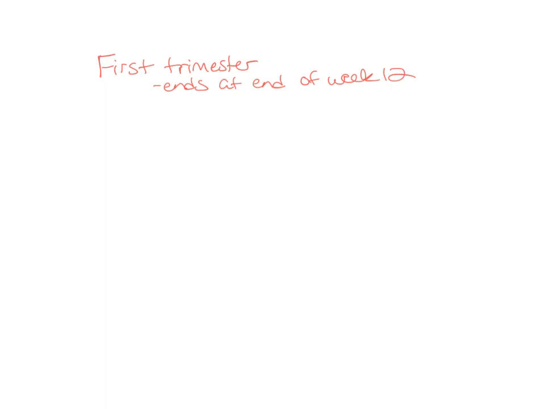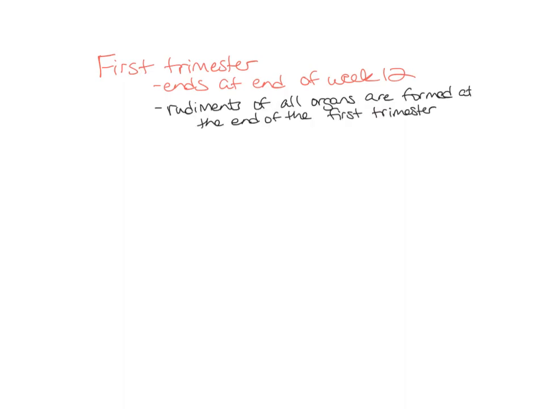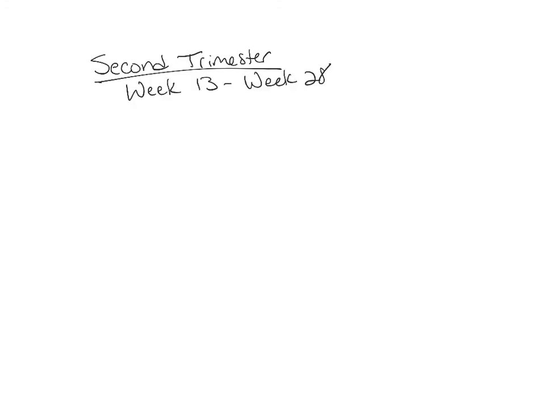The 1st trimester ends at the end of the first 12 weeks. Events in the 1st trimester establish the basis for the next phases of organogenesis, which is organ formation. The rudiments of all major organ systems are formed by the end of the 1st trimester. The 2nd trimester of pregnancy is from week 13 to week 28. It's roughly months 4, 5, and 6.